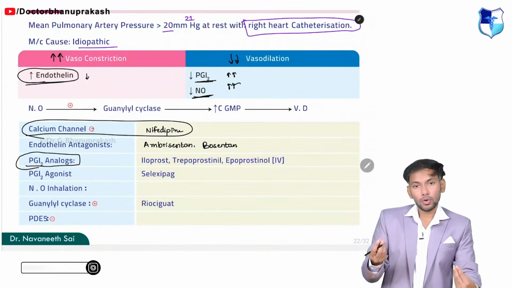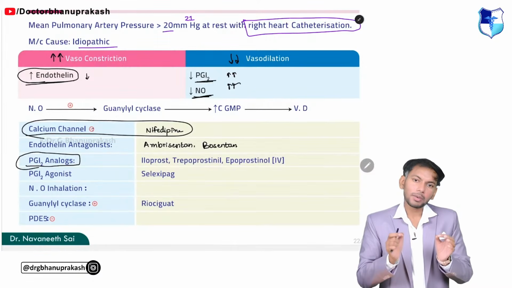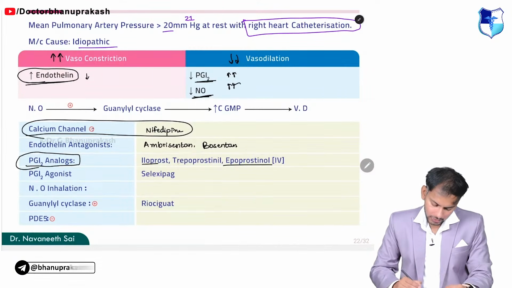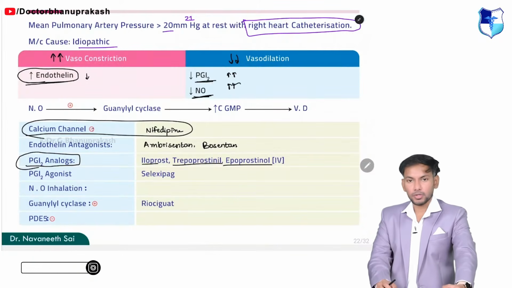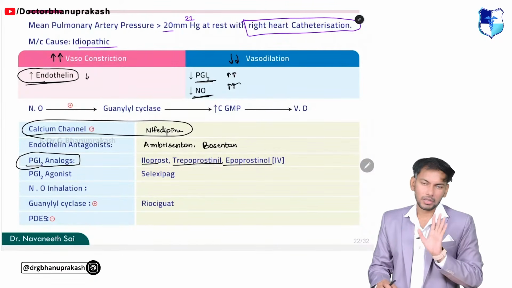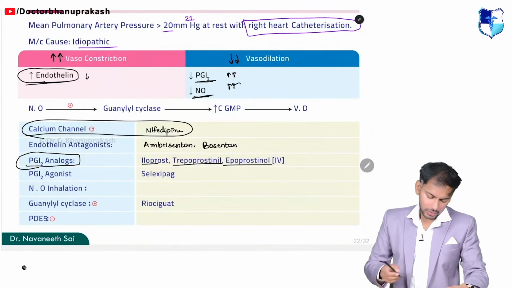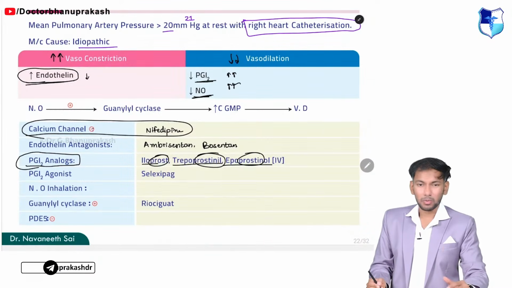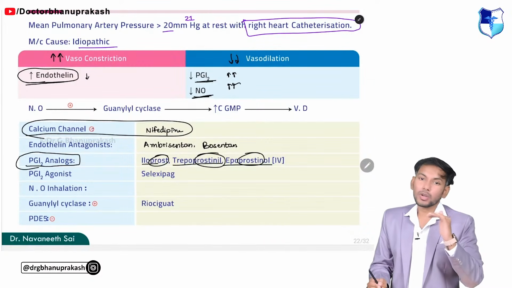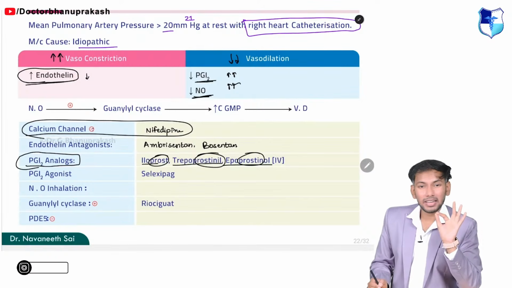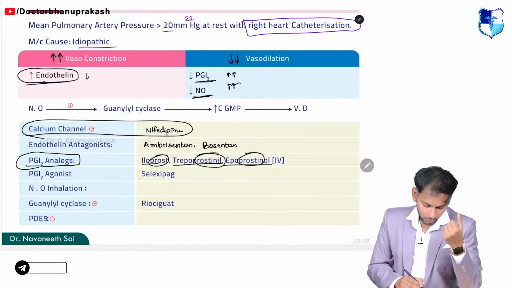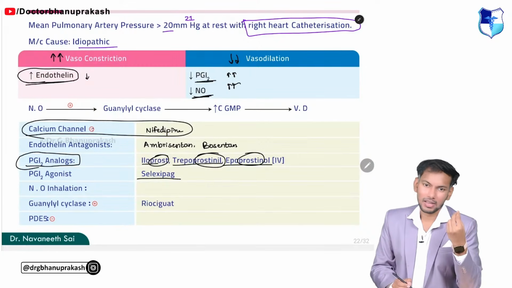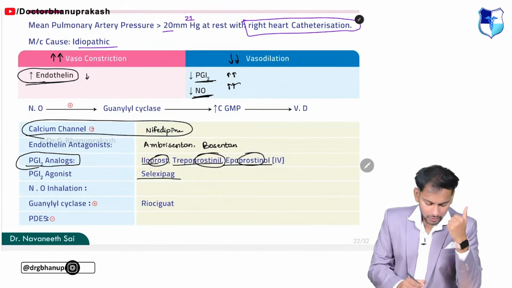So these are analogs of prostaglandin I2. We've already talked about it in the autocoids chapter. What are they? Iloprost, epoprostenol and treprostinil. Yes, that's all. So these are prostaglandins. That is why you can see the name prost in them. Did you understand? Now there is a PGI2 agonist as well. That means this will act directly on the PGI2 receptor. What is this? It is selexipag. Yes. Now after this we will talk about nitric oxide.